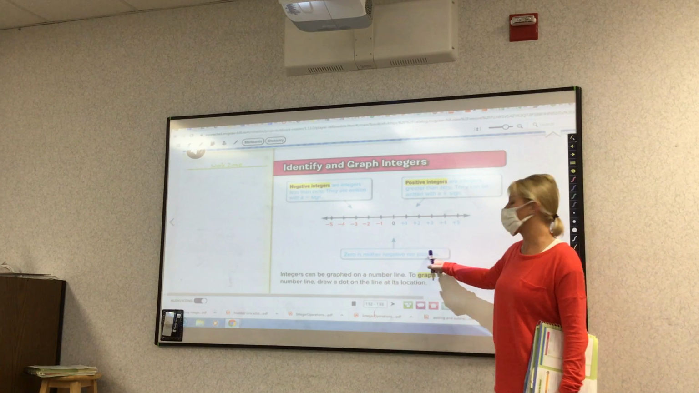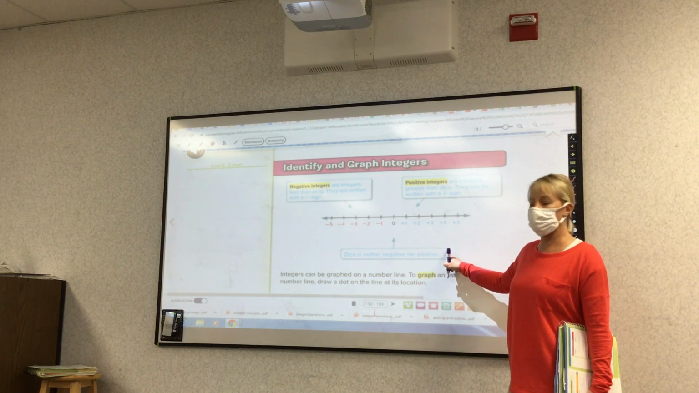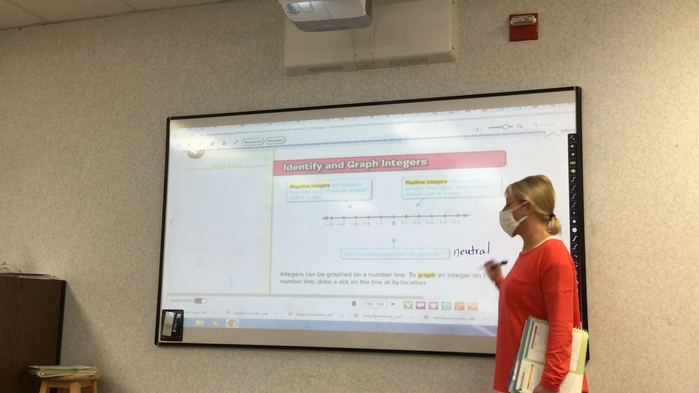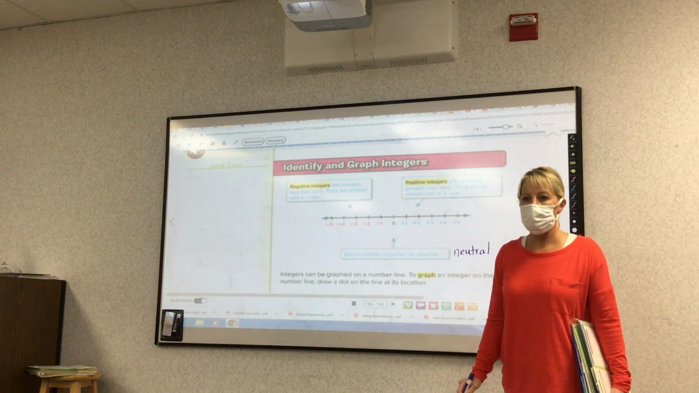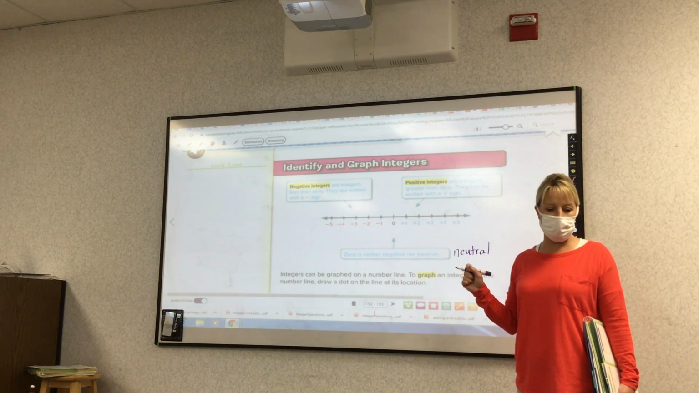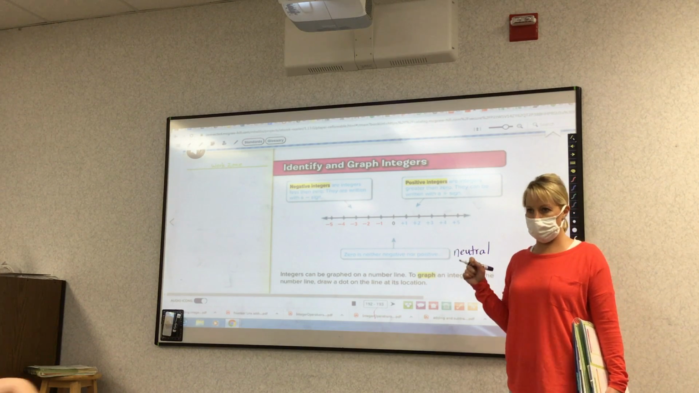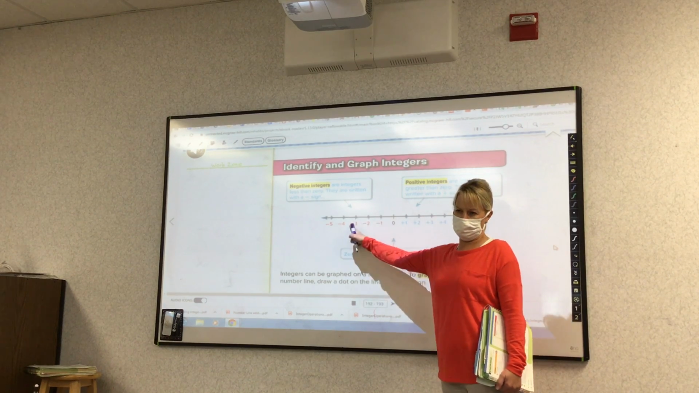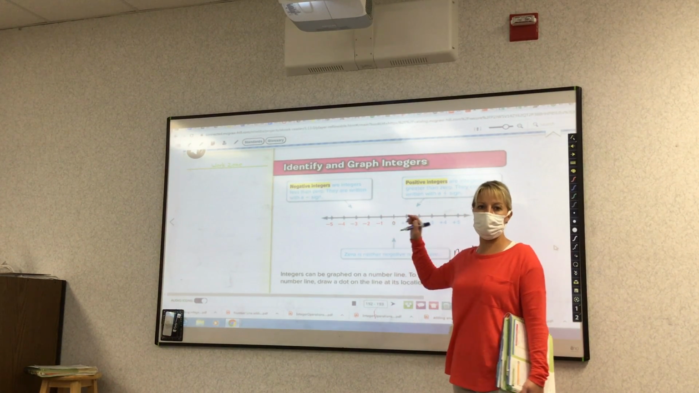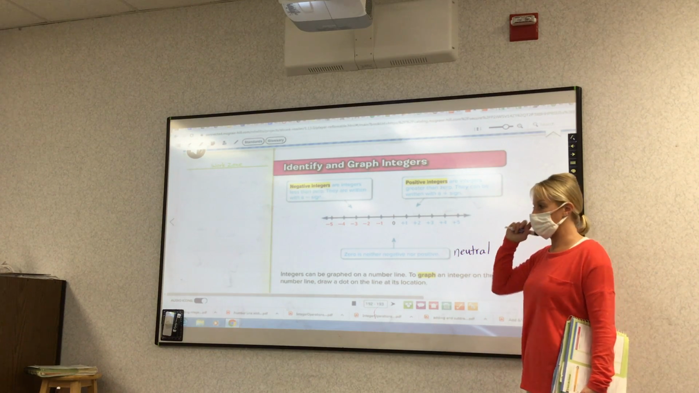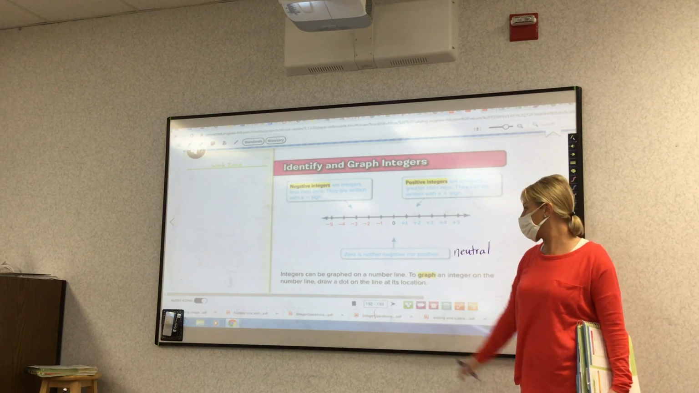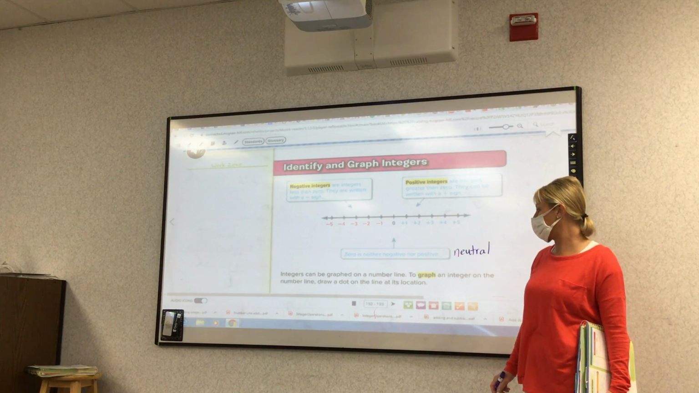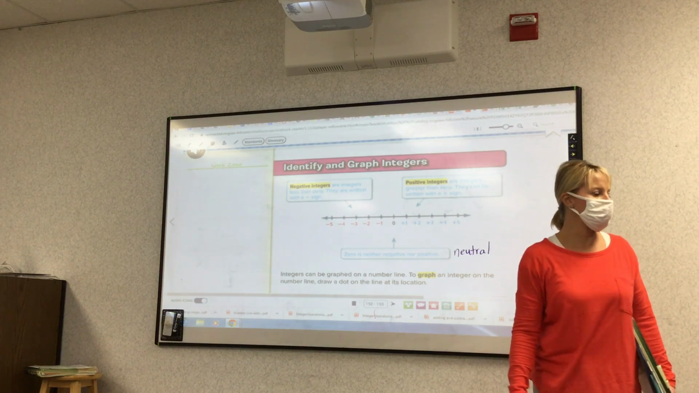0 is neither negative nor positive. A note you're going to put here, we call that neutral. Just like with cars, vehicles, if you put it in neutral, it's not in drive or reverse. So I'm not going forward or backwards. I'm right here in the middle. So that's what you need to know about 0. It's neutral. Integers can be graphed on a number line. To graph an integer on the number line, draw a dot on the line at its location.